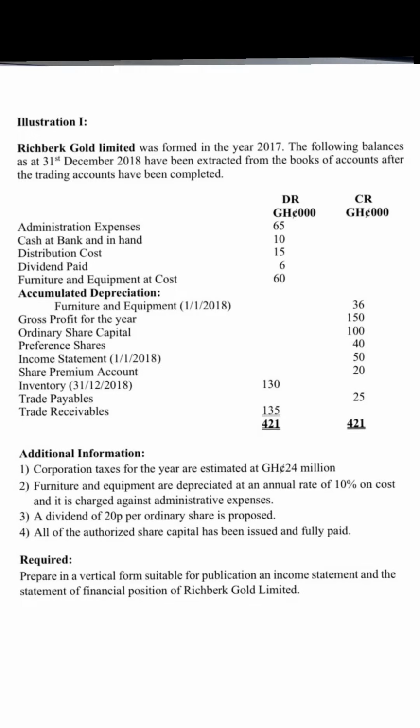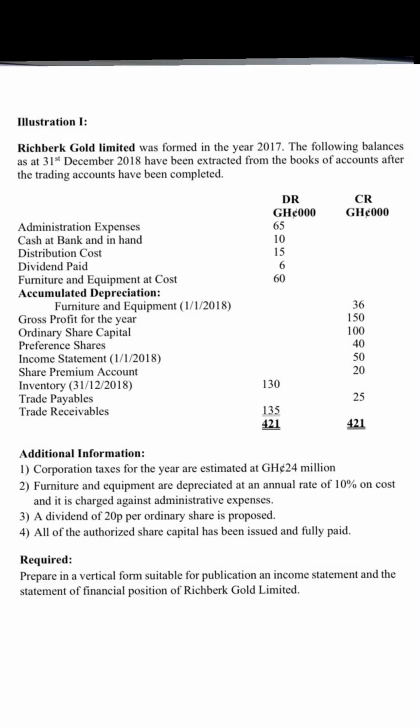The following balances as at 31st December 2018 have been extracted from the books of accounts after the trading accounts have been completed. So in this question, they've prepared the trading accounts. That is, they started with the turnover or sales, less cost of sales to arrive at a gross profit. So these three items constitute the trading account.